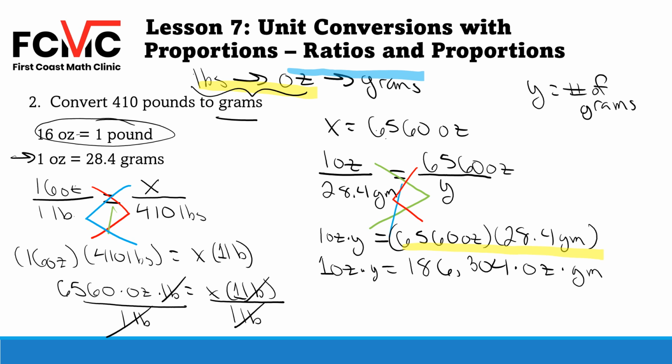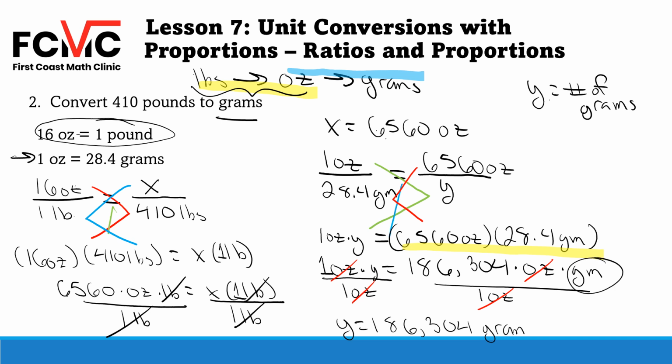Now we want to solve for y because y is our number of grams. So how are we going to do that? Well, let's just divide. If we're multiplying by ounces, let's divide by ounces and ounces. So our label ounces cancels out and cancels out. And our value y is 186,304 grams, our remaining label here. All right, let's move on to example number 3.